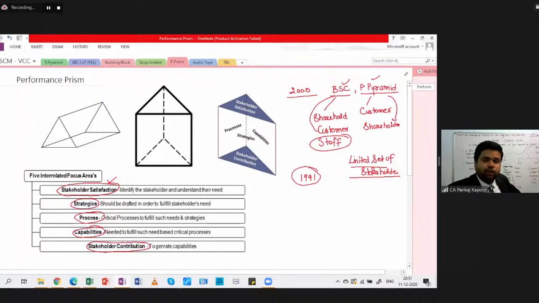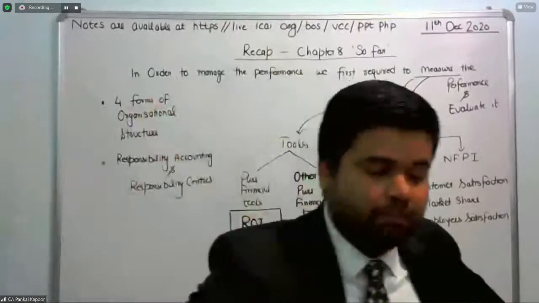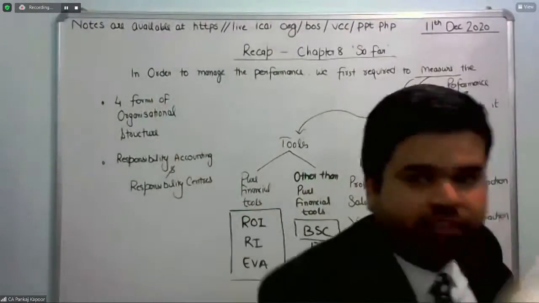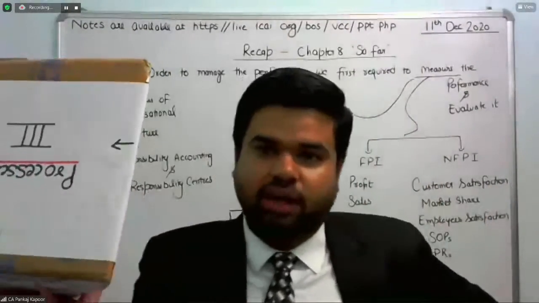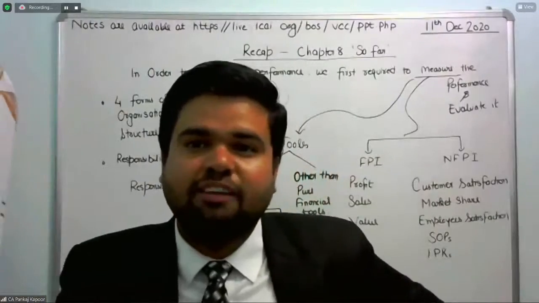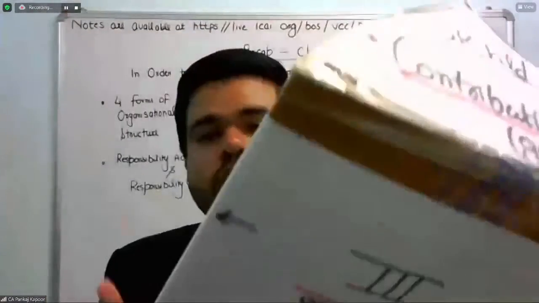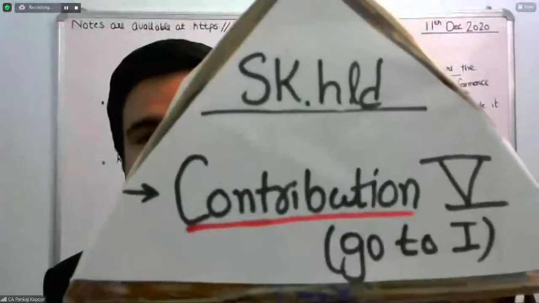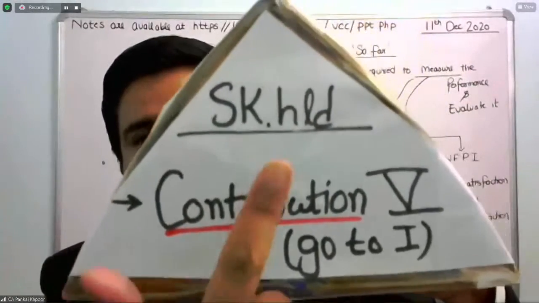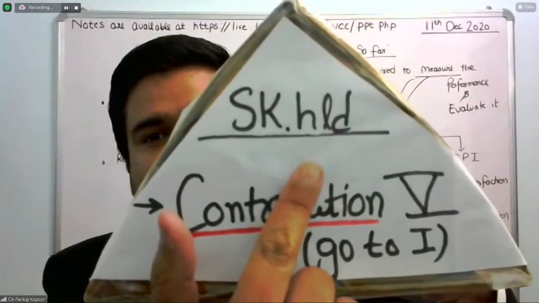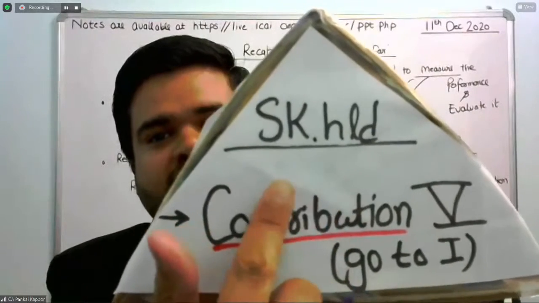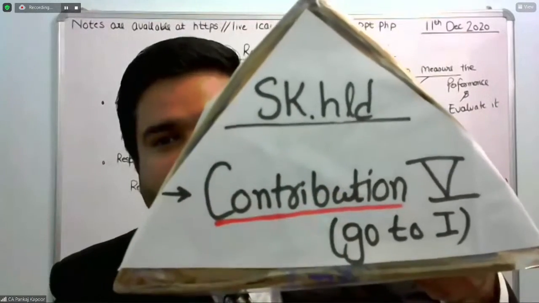Now, I'll let you understand this thing with the help of a live object. Okay. Stop sharing the screen so that you can see me. I have this box with me. And on this box, the same 5 things are written which we studied. What are the 5 things? The stakeholder contribution. Space is less, so that's why I write the word stakeholder in the form SK then HLD. It is nothing but the stakeholder.